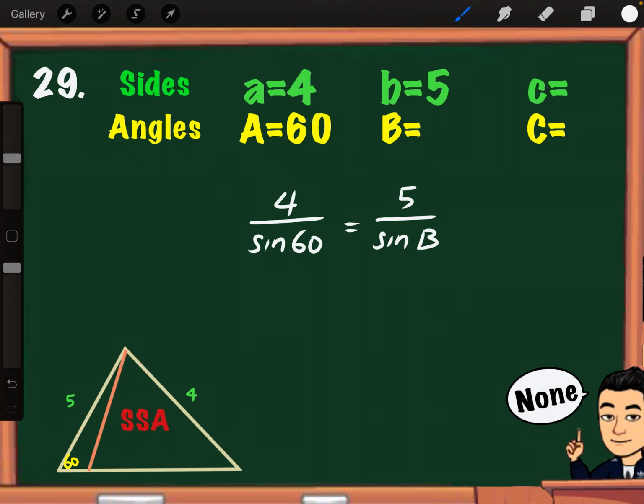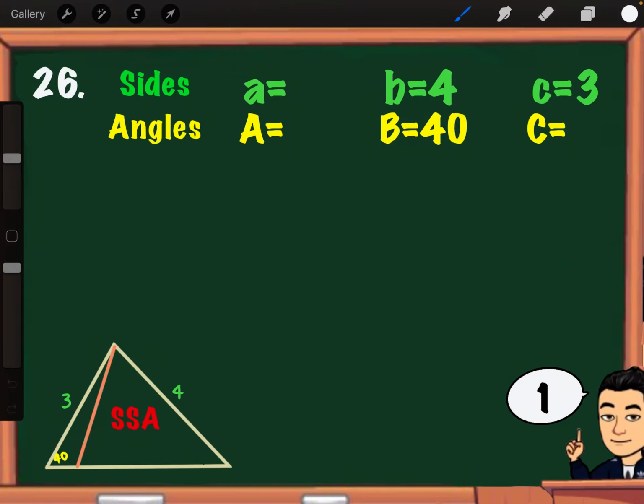When you multiply and do all your work, you're going to find out that sine B is going to equal 1.08. Then put it in your calculator. B is not going to have any solution because it's an error. So this is the one where you have no solution. All right, let's check out the other examples.